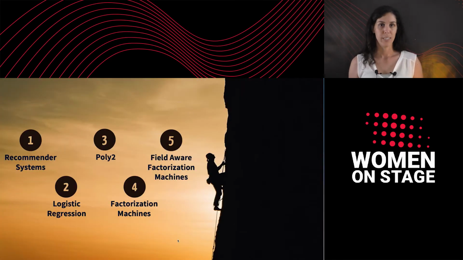I'll start with some basic background on what are recommender systems, and then I'll present three algorithms: Logistic Regression, Poly2 and Factorization Machines. And finally, I'll present one of the cutting-edge classical algorithms called Field Aware Factorization Machines, or in short, FFM, and show why it beats them all.